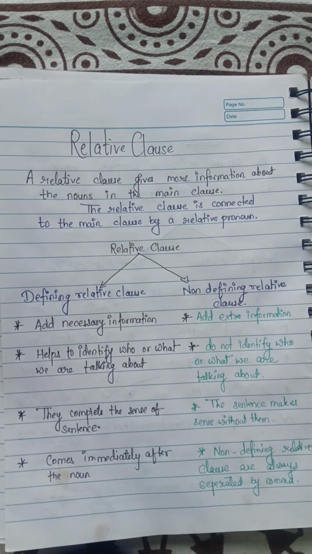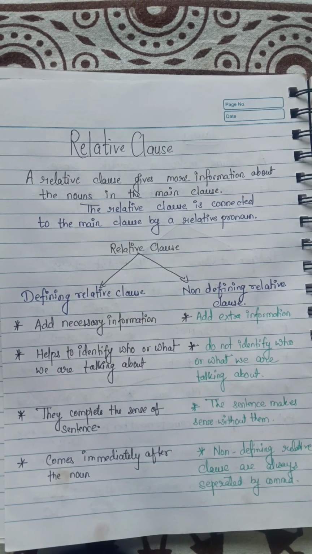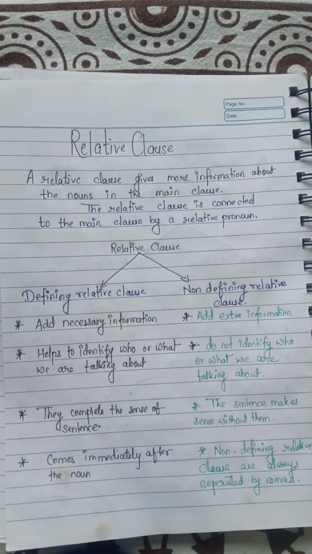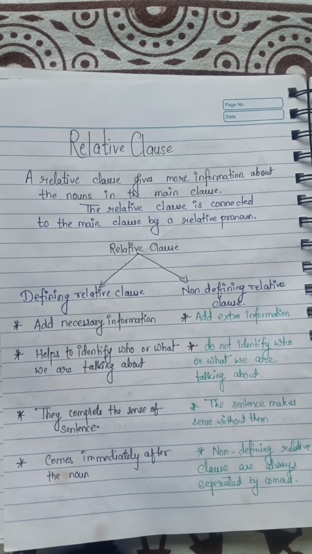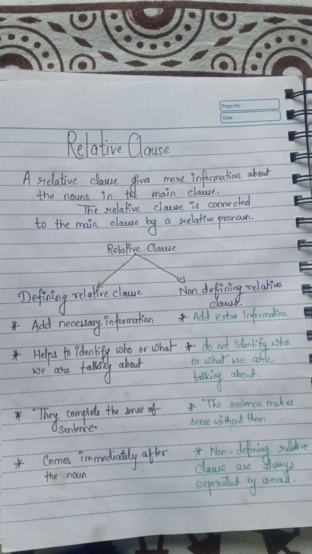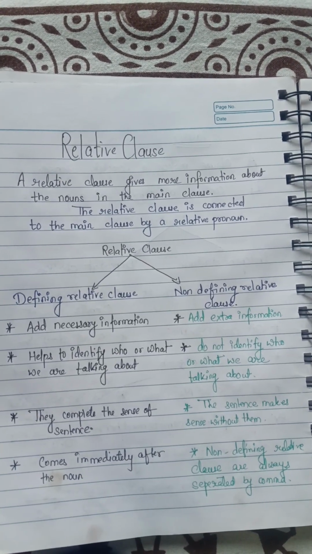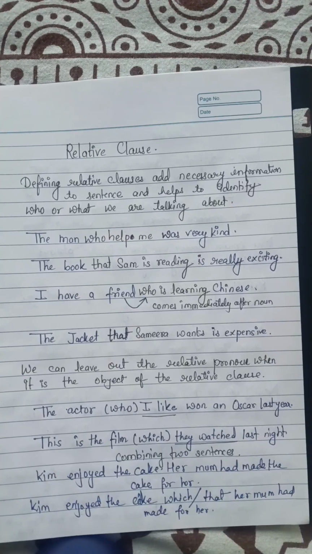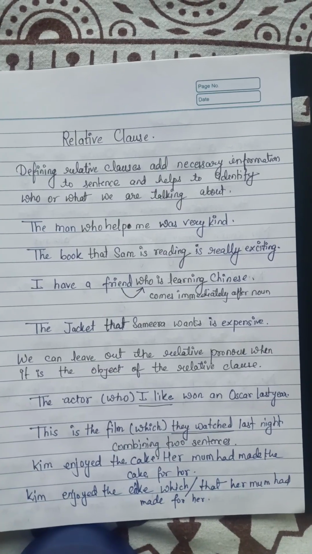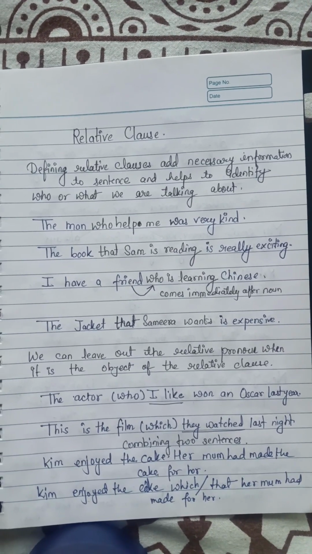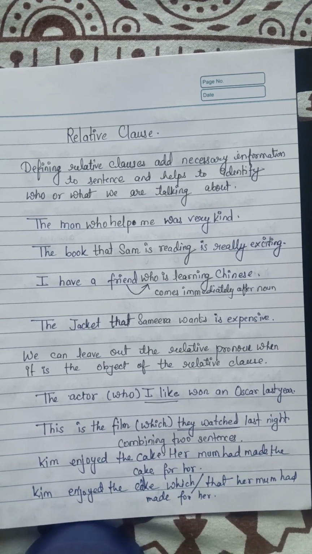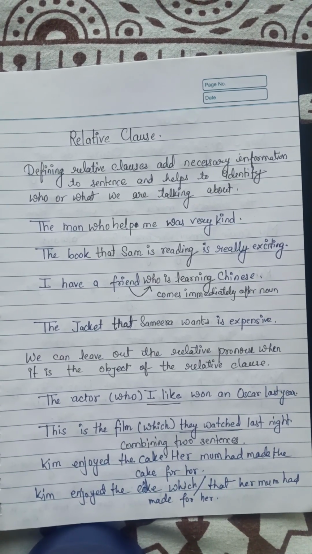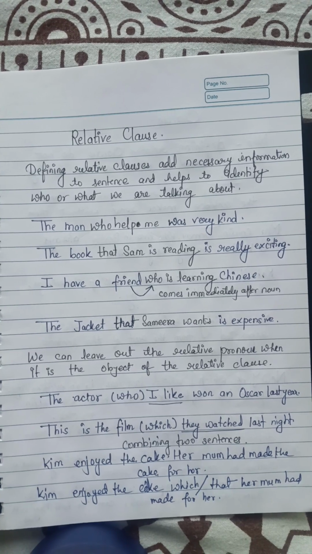A non-defining relative clause: the sentence makes sense without them also. A defining relative clause comes immediately after the noun, whereas a non-defining relative clause is always separated by a comma. Now let us understand it in detail. A defining relative clause adds necessary information to the sentence and helps to identify who or what we are talking about.